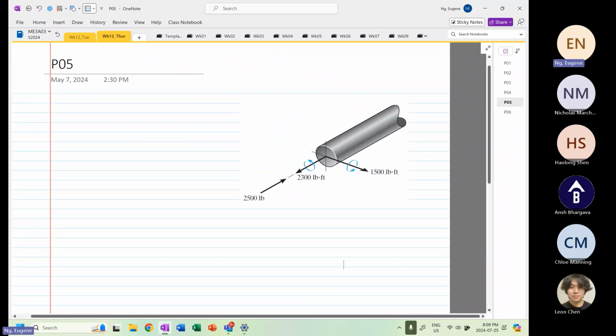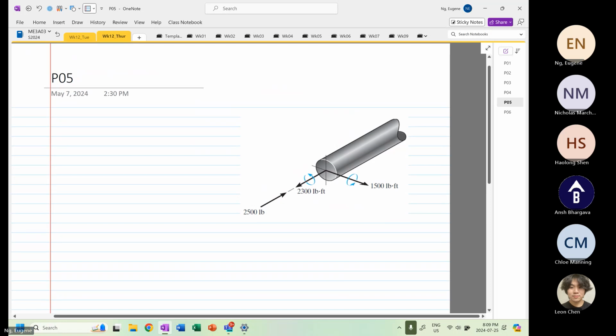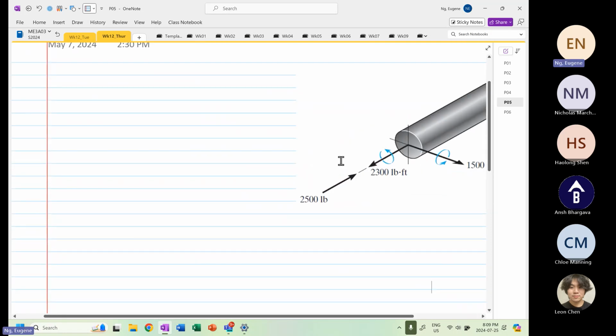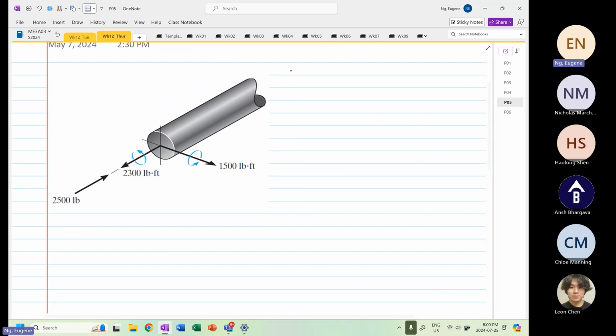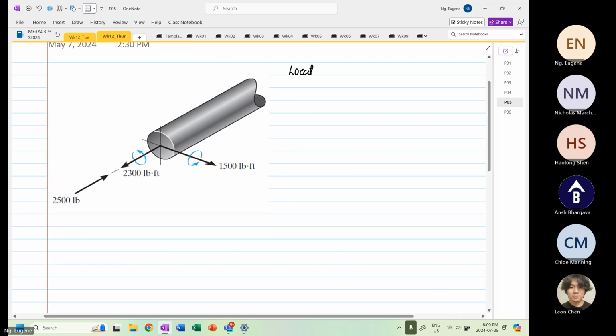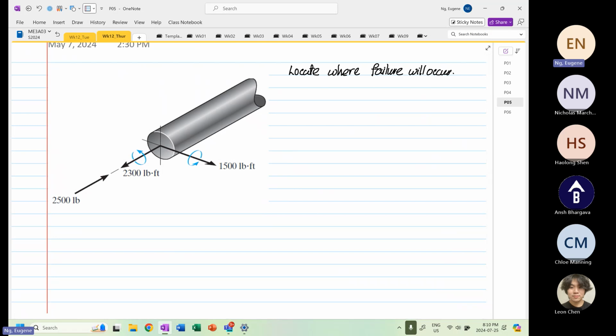So we need to locate, based on this figure over here, we need to locate where failure will occur. Okay, this is really critical. And what do I mean by that?